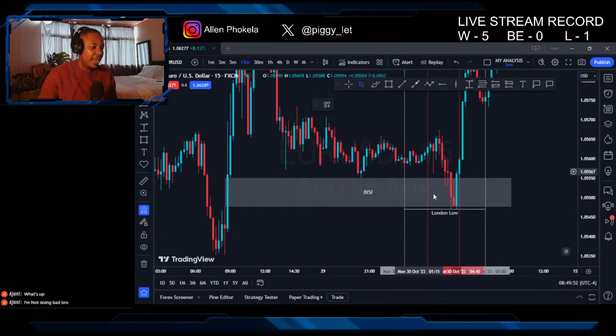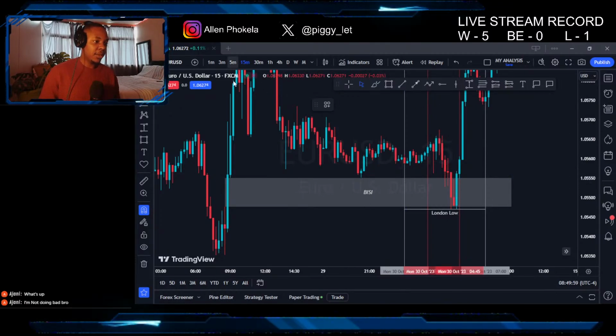If you're in an uptrend, I'll wait for London to give us a low of the day, and as you can see, price did. Let me go to a 5-minute.